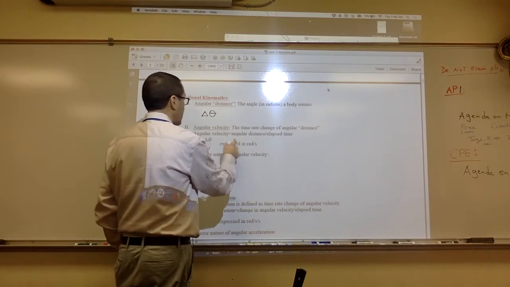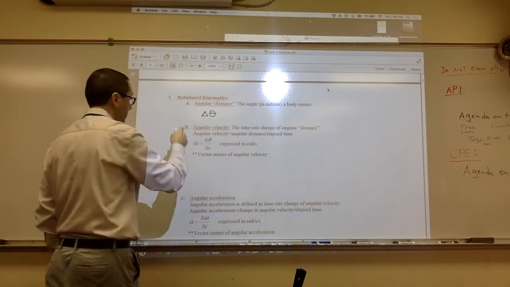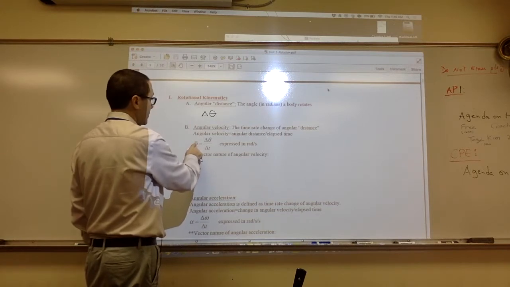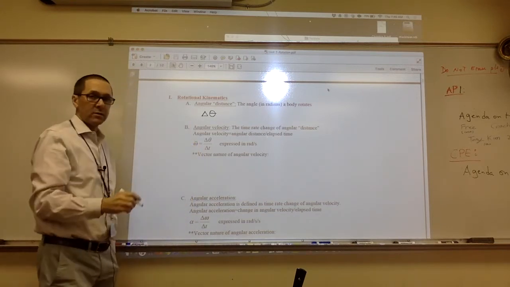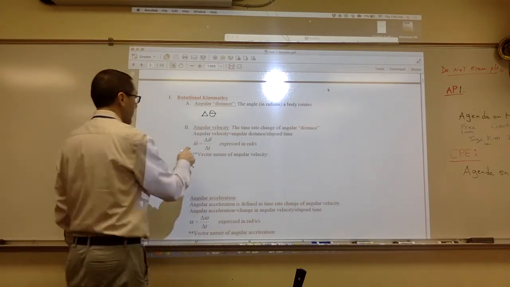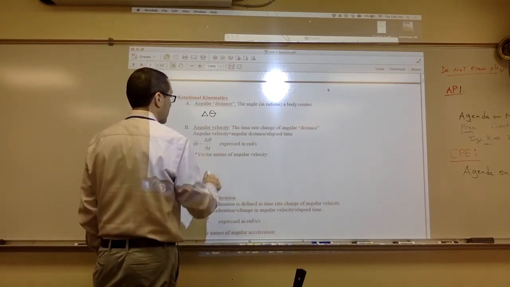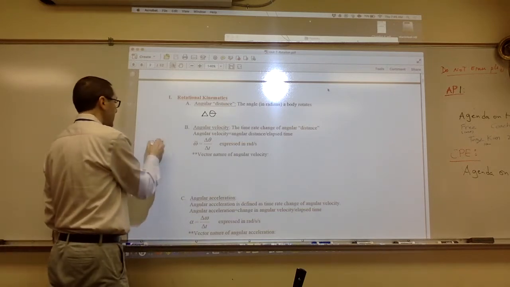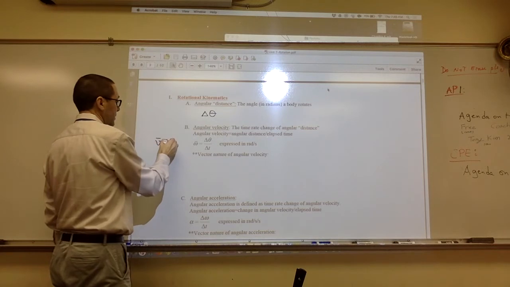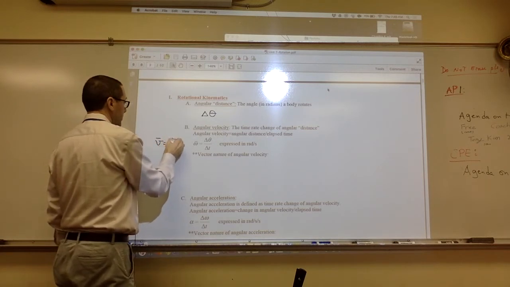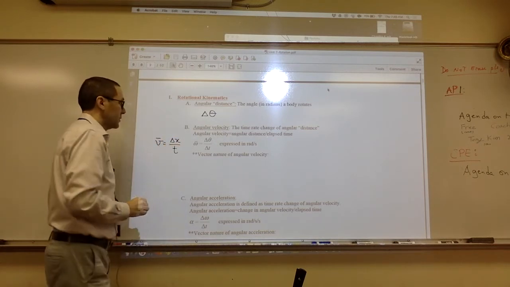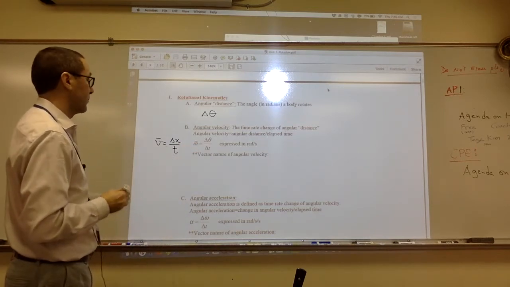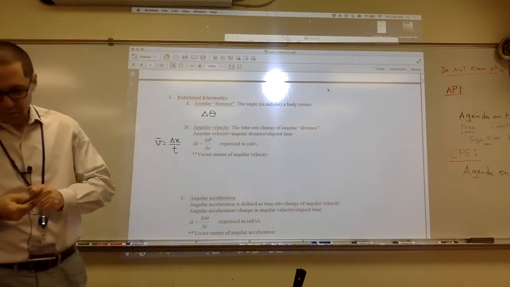Angular velocity is angular distance over time. Now, that's the average. So omega with the bar over it just means that it's the average angular speed. And I'll talk about the vector nature of angular velocity. Average velocity was change in position over time. This is the change of the angle over the time. It's the same thing.